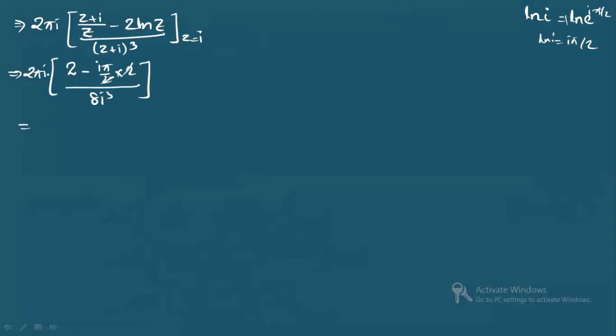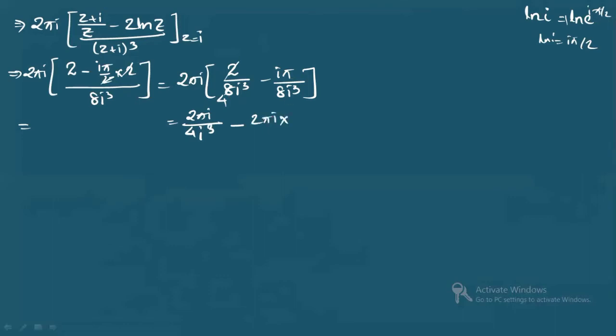So finally what you are having? 2πi into (2 − iπ). That means here you are having 2πi into 2/(8i³) minus iπ/(8i³). So this is 2 4s, right? This will give you 2πi, I'm just multiplying it, this is 4i³ minus 2πi into, this will give you i and i will get cancelled, this is π/(8i²).